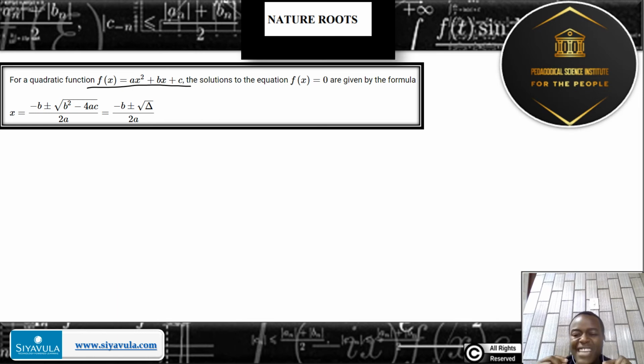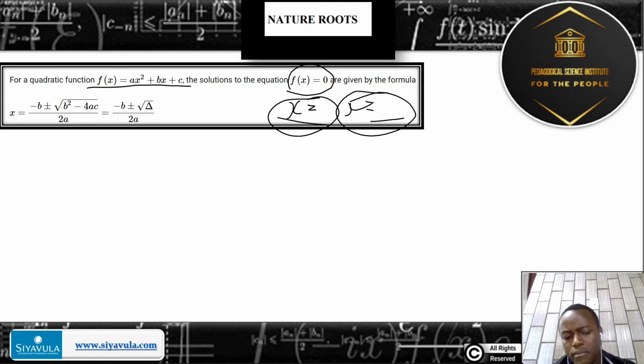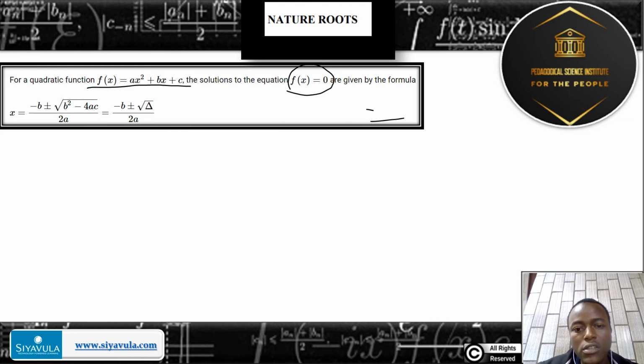Now, when we say nature of the roots, we mean those values of x that you get after equating f of x to 0. You solve for x, and those x that you get are the roots. Then, when we say nature of the roots, we mean the nature of these values. How are they? When we say the nature of this plant, how is that plant? It's sort of like a descriptive part of the plant, so we call it nature of the roots.